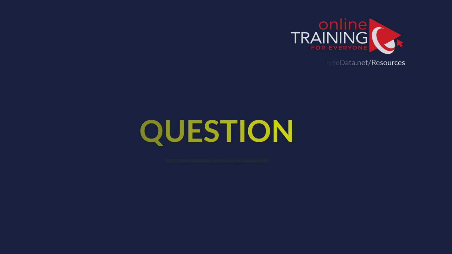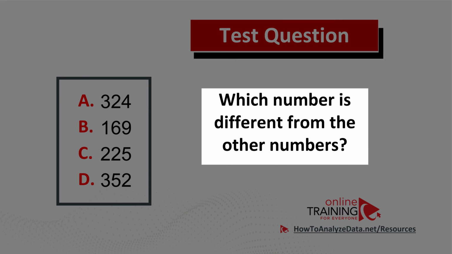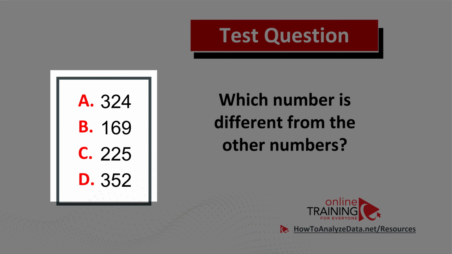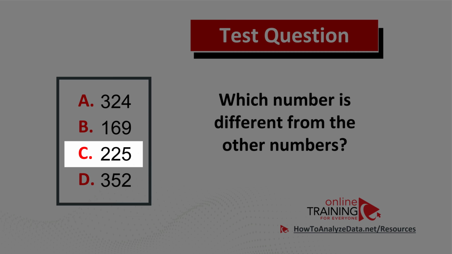Let's look at the interesting and tricky question you frequently see on the test. Which number is different from the other numbers? And you have 4 different choices. Choice A, 324. Choice B, 169. Choice C, 225. And choice D, 352.